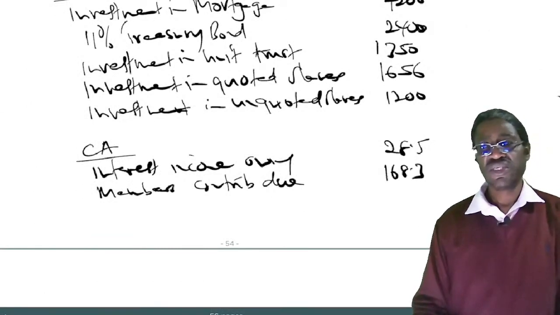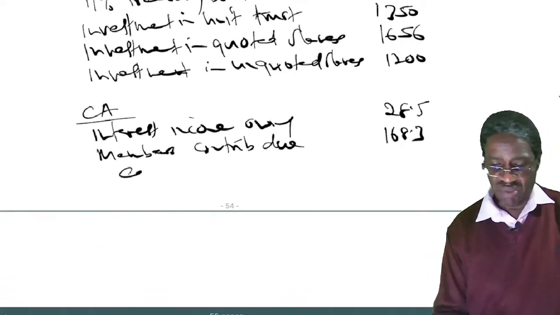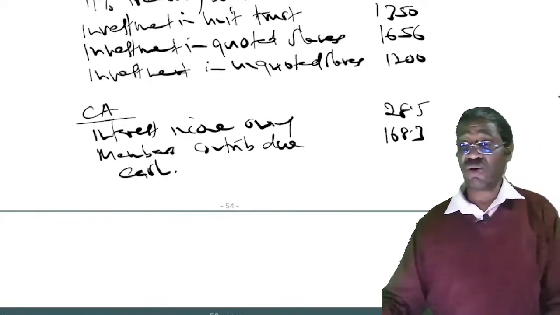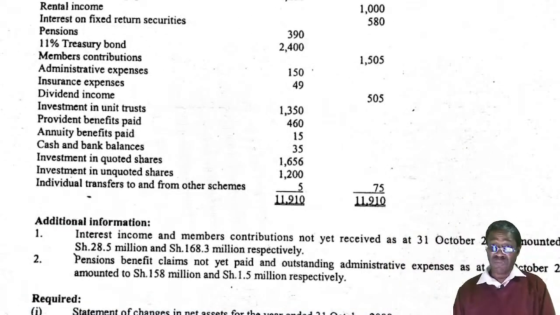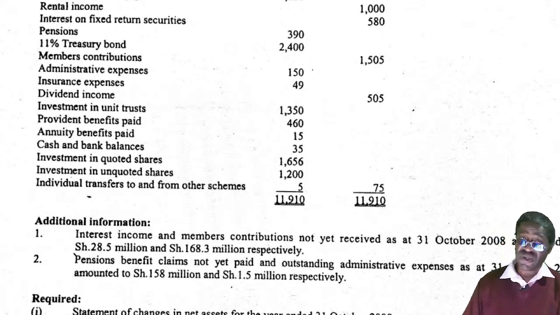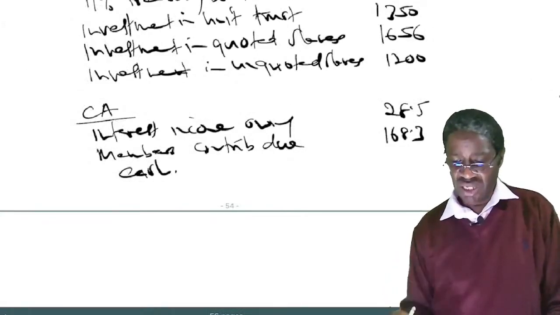Good. Then we can now bring in the cash that I saw in the trial balance. Cash and bank or just cash. Good. From the additional note number one, we have picked assets; note number two has those who are liabilities: pension benefits not paid and outstanding admin expenses. Then from there, I go back to the trial balance. I think I saw cash and bank. Yes, cash and bank is 35. Bring it. Cash and bank, 35.